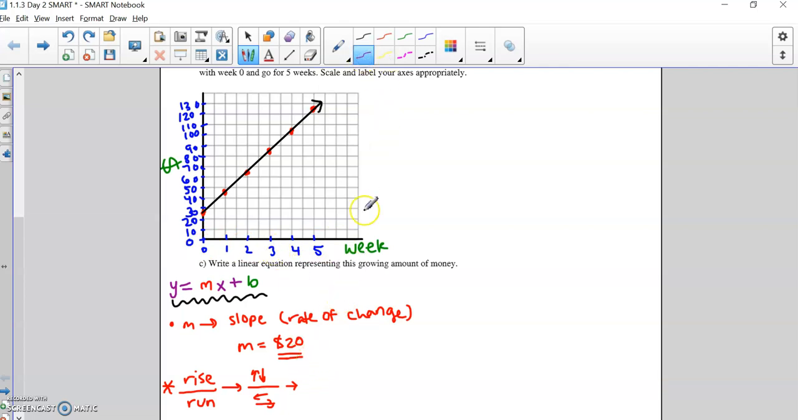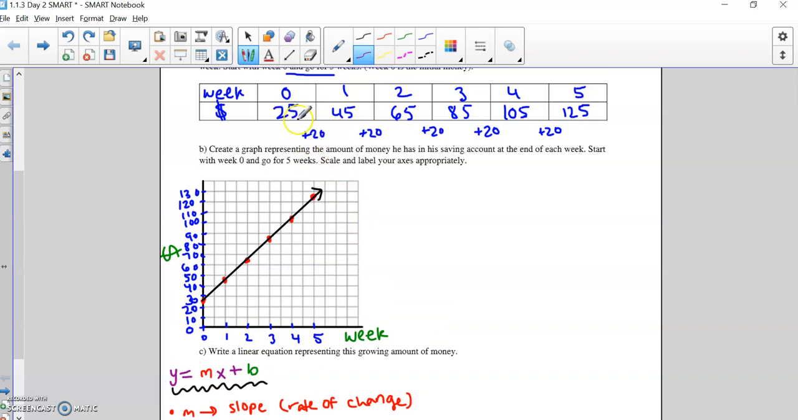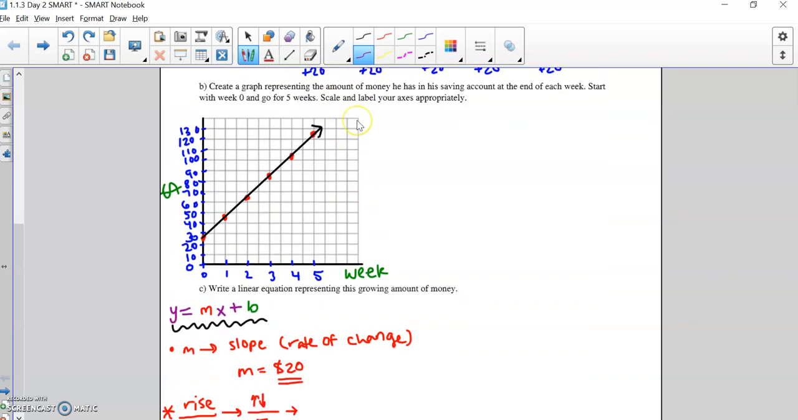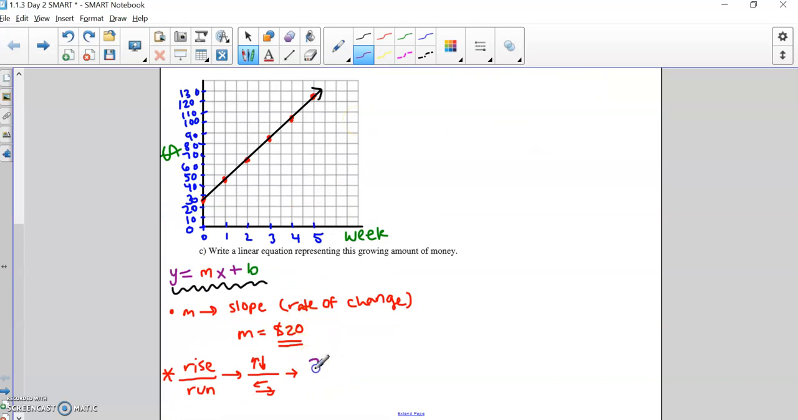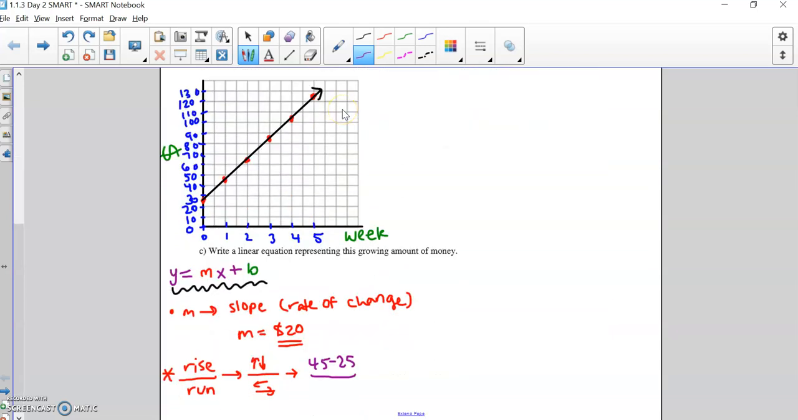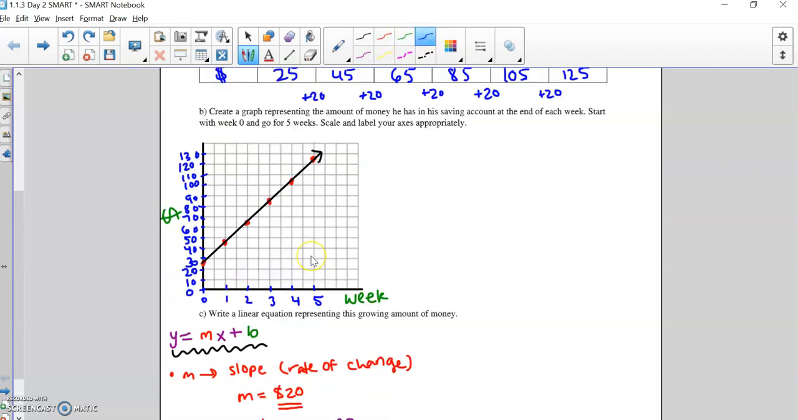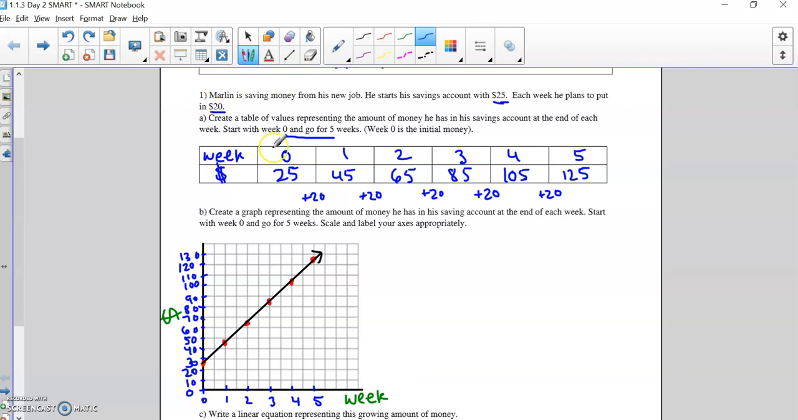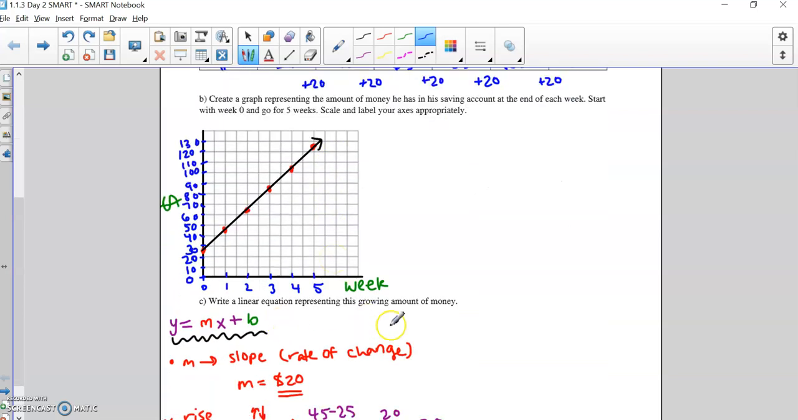So we can go ahead and look up here. We know that the money changed by $20, okay? And we got that by doing 45 minus 25. And then the weeks in that time from 0 to 1 changed by 1. So we'll do 1 minus 0. Okay, and so this tells us that we get 20 over 1, which is 20. That's just another way to find the slope that I just wanted you guys to see. But you can always just recognize it really fast and really easy in these kinds of situations. Like, oh, we're adding 20 each time, well, that's the slope.